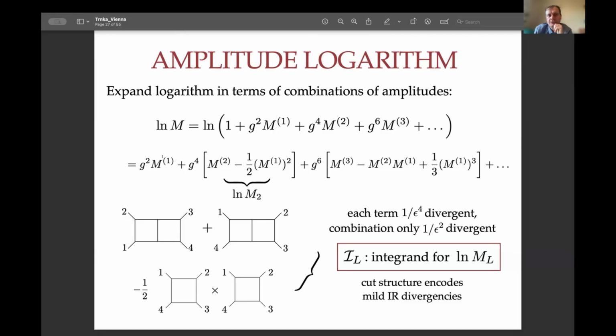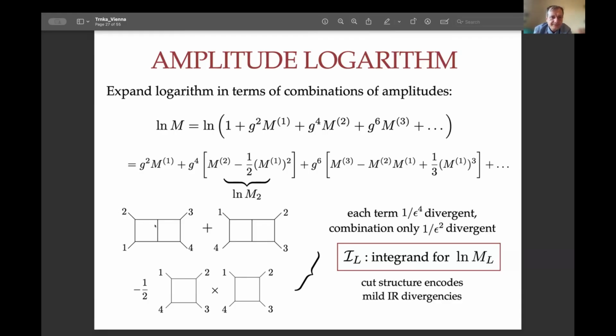At one loop, we just get a one loop amplitude, but at two loop, we get a combination of the two loop amplitude and one loop squared. At three loop, we get a combination of three loop, two loop times one loop, and one loop cubed. And while each of these terms has maximal divergence, for example, at two loop, it's 1 over epsilon to the 4, this combination is only 1 over epsilon squared divergent. So this is a motivation to consider the logarithm of the amplitude at the integrand level.